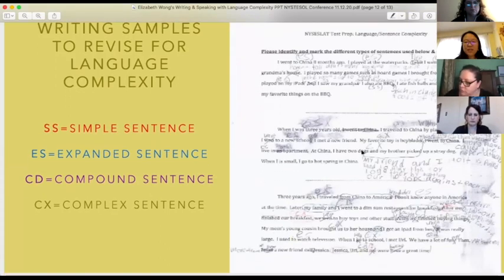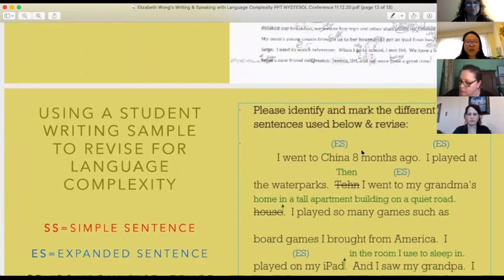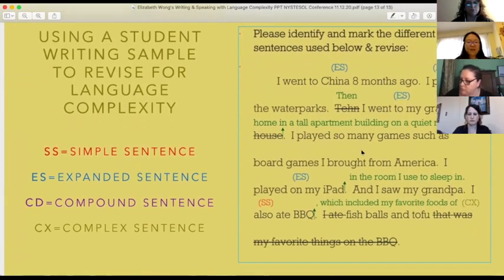I know it's hard to read, so what I did was I took that first student writing and I typed it out for us, and this is what it looks like. So we've identified the sentences that the student used. So the first 2 sentences, for example, are expanded.